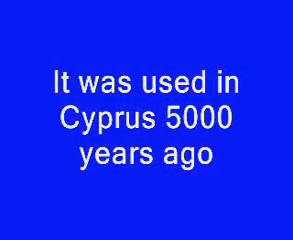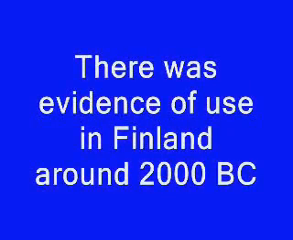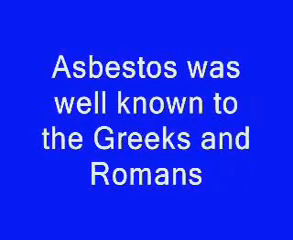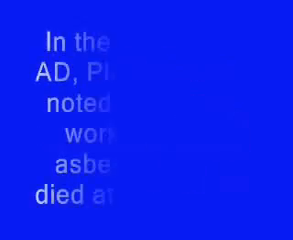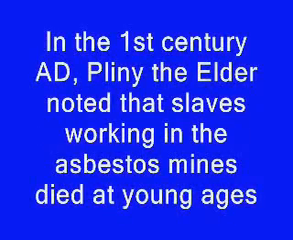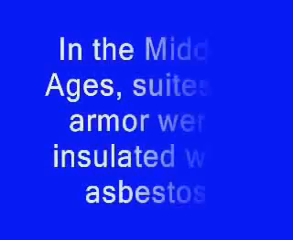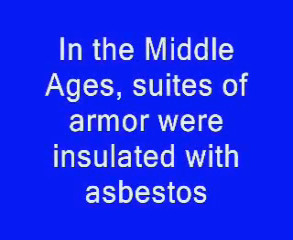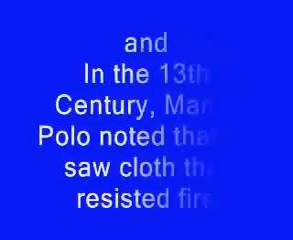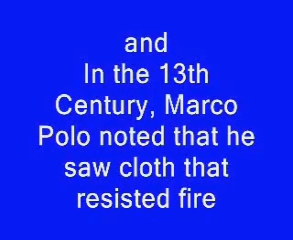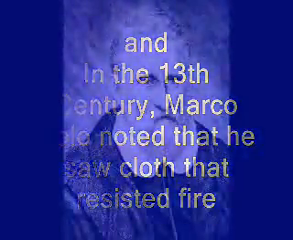Asbestos was used in Cyprus 5,000 years ago. There was evidence of use in Finland around 2000 BC. Asbestos was well known to the Greeks and Romans. In the 1st century AD, Pliny the Elder noted that slaves working in the asbestos mines died at young ages. In the Middle Ages, suits of armor were insulated with asbestos. And in the 13th century, Marco Polo noted that he saw cloth that resisted fire.